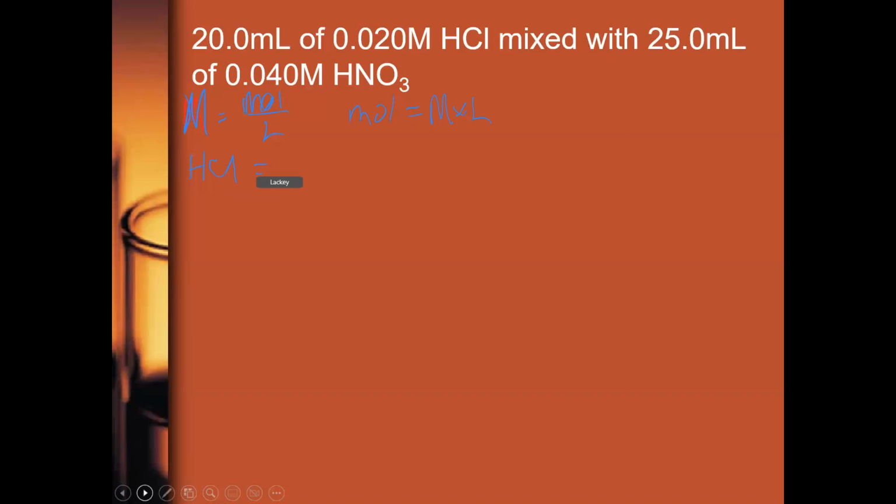because it's a strong acid, remember the concentration is the concentration of the hydrogen ion. So we do the molarity, the 0.020 molar, times, changing milliliters to liters by moving the decimal, so that'd be 0.020 liters. We get that we have 4.0 times 10 to the negative 4th moles of hydrogen ion. We need to do the same thing with the nitric acid.